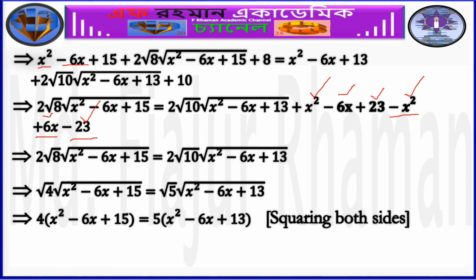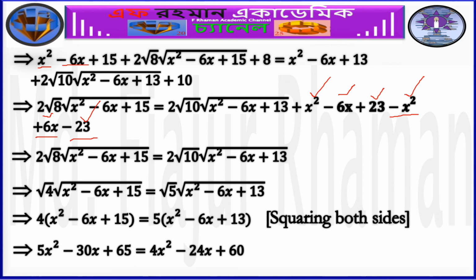We have got this equation by cancelling all the square roots and squares. Interchanging the sides and multiplying, this equation implies that 5 into x square is 5x square, 5 into minus 6x is equal to minus 30x, 5 into plus 13 is equal to plus 65, 4 into x square is equal to 4x square, 4 into minus 6x is equal to minus 24x, 4 into plus 15 is equal to plus 60.